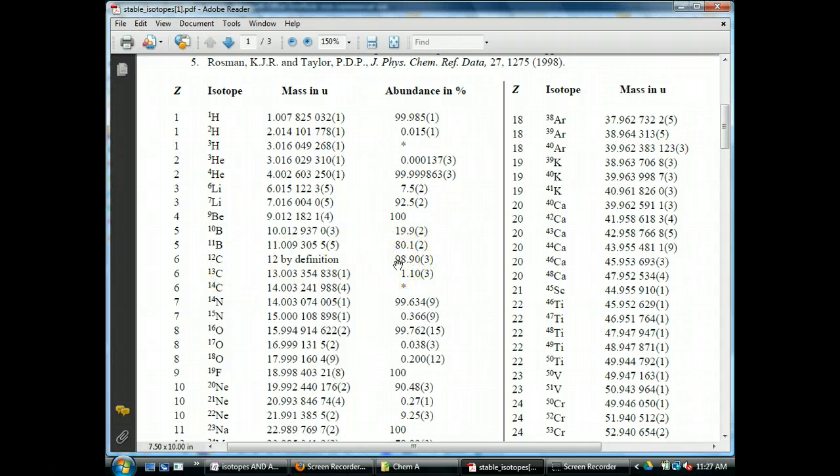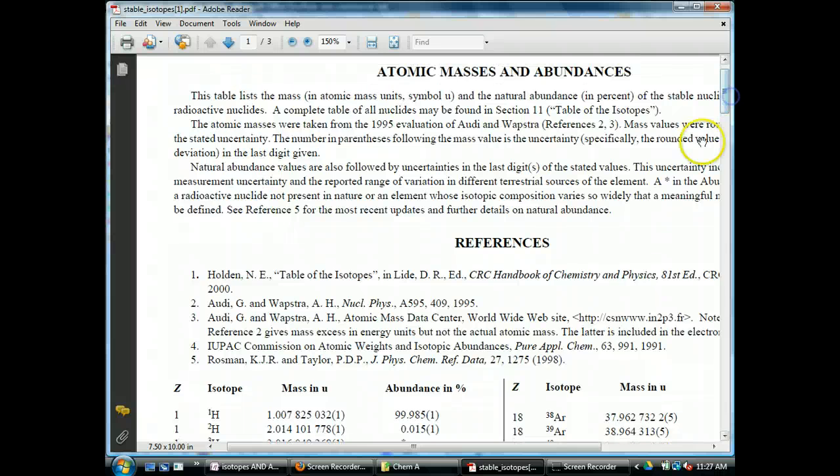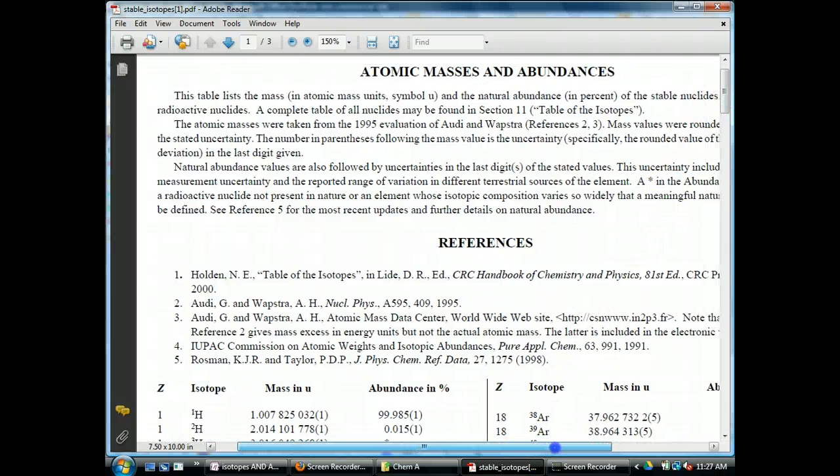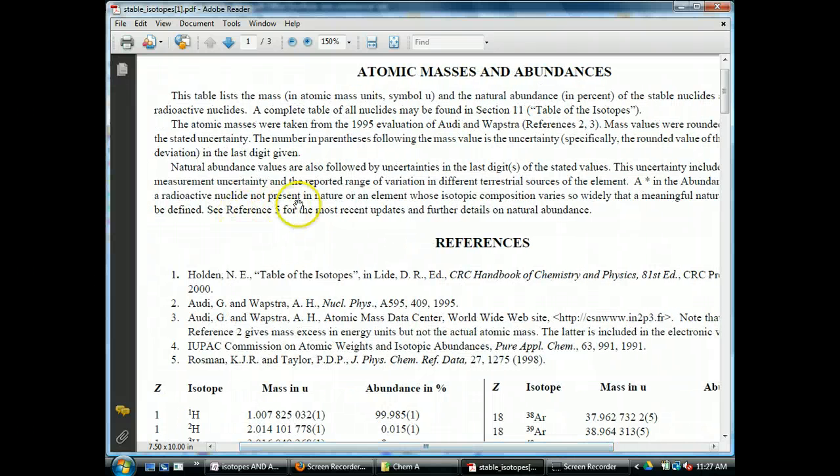98.90%. What is the star? The star, let's look at what that means. A star in the abundance column indicates a radioactive nuclide not present in nature or an element whose isotopic composition varies so widely that a meaningful natural abundance cannot be defined. So either they can't get a good reading on it, maybe it's too small of a percentage, or it's too unstable.